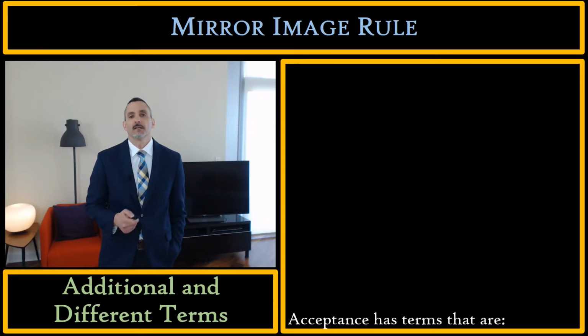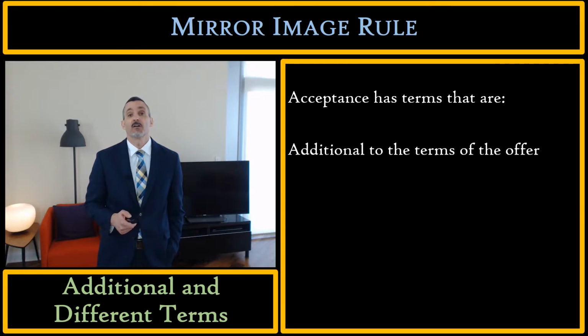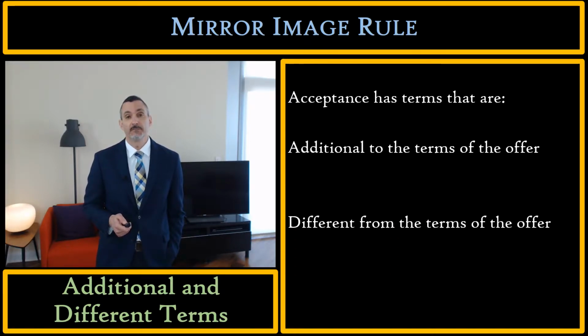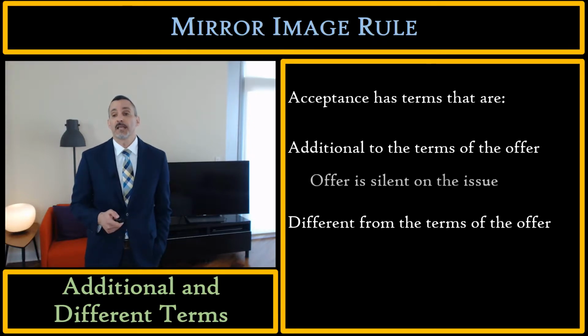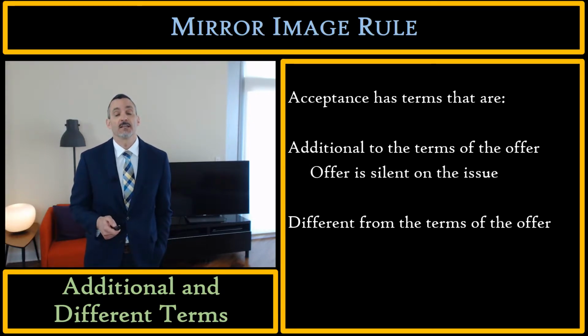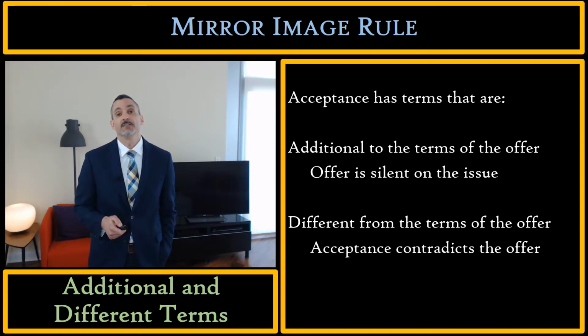All right, let's discuss what it means when we have an acceptance that has terms that are additional to or different from the terms of the offer. If a term in the acceptance is additional to the terms of the offer, that means the offer is silent on the issue. If we have a term in the acceptance that is different from the terms of the offer, that means the acceptance contradicts some sort of term that is in the offer.